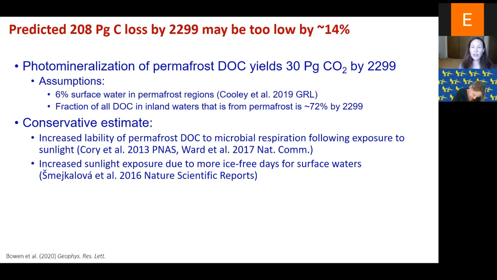In addition, we know that the ice out is happening on lakes earlier, and that's exposing more surface waters to sunlight at a key time of year. And that's when the sun angle is highest in the Arctic, and so the photon flux is the greatest. And we did not include any changes there in our estimate.